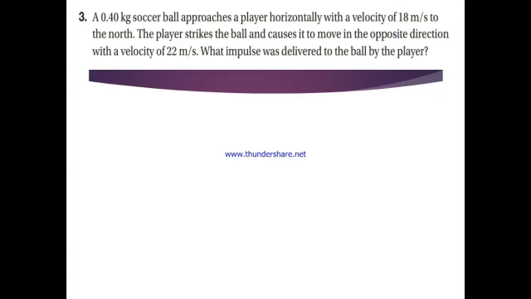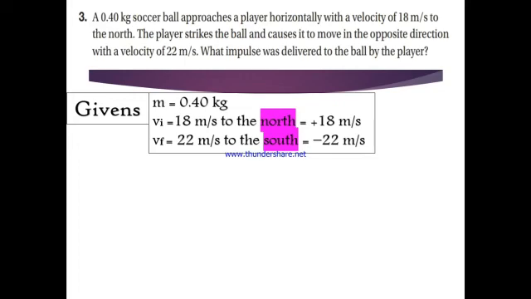A 0.4 kilogram soccer ball, so this is mass, approaches a player horizontally with a velocity of 18 meters per second. This is the initial velocity to the north, so it's upward, it's positive sign. The player strikes the ball and causes it to move in the opposite direction, which is to the south, which is negative sign, with a velocity of 22 meters per second.